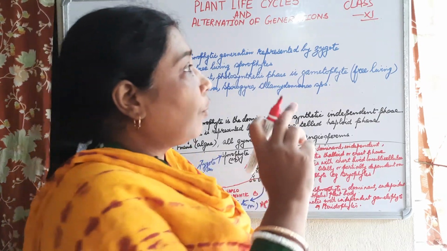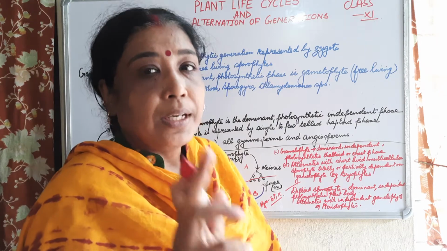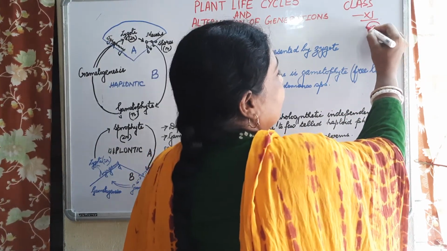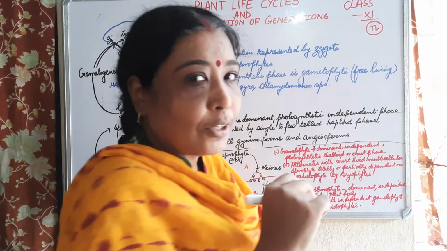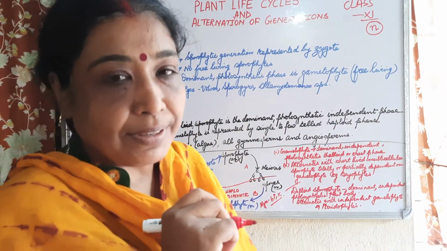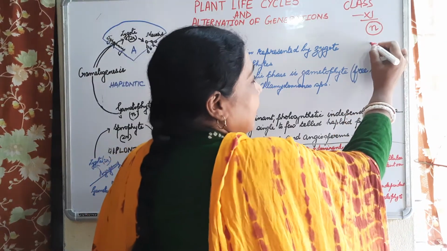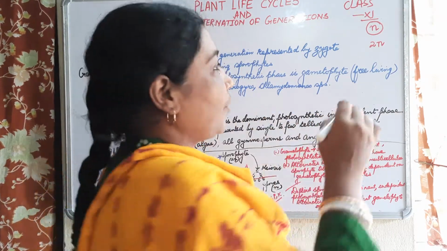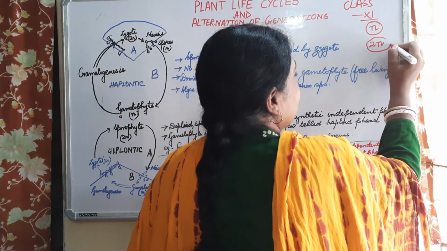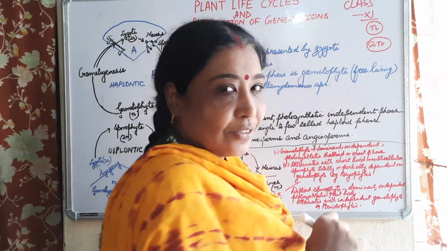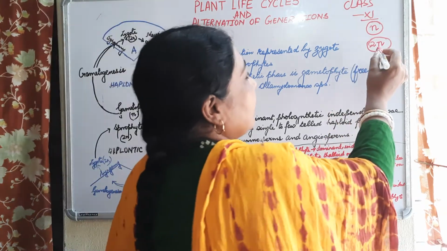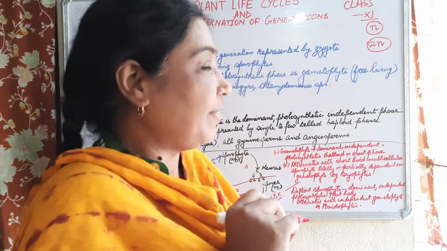So first of all, always remember what this represents: half the number of chromosomes, that is the haploid phase. Next, we have already discussed, and we will discuss in detail when we take up cell division, what this one is. This one is the diploid phase. Chromosome number 2n represents the diploid phase. These things you have to remember.